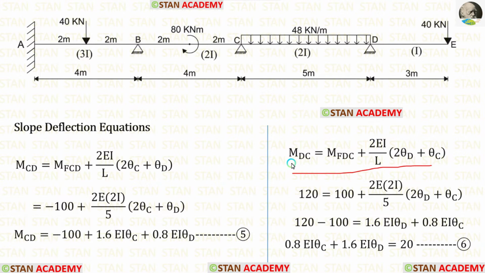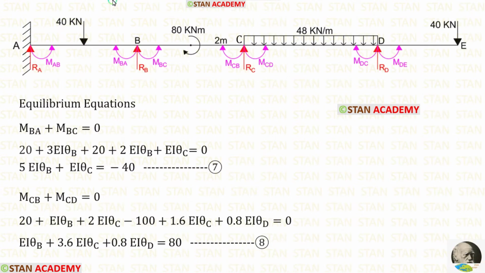We have already calculated MDC. Let us apply the value of MDC. Then let us take this 100 on the left side. It will come as negative. 120 minus 100, we will get 20. This is our first equilibrium equation. We have made one equilibrium equation, but we need three.